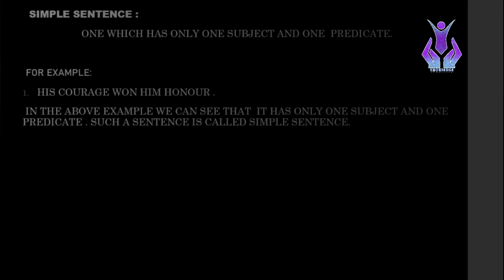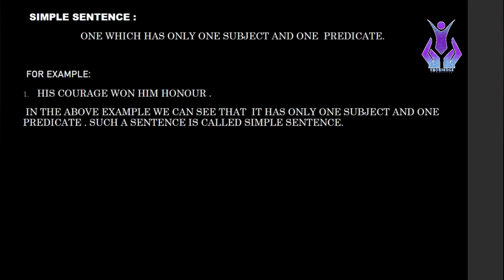Now moving towards the kinds of sentences, as we have clarified subject, predicate and clause in detail. As I've told you, there are three kinds of sentences: simple sentences, compound sentences, and complex sentences. A simple sentence is one which has only one subject and one predicate. For example, "His courage won him honor." We can see that in this sentence we have only one subject and one predicate. Such sentences are called simple sentences.